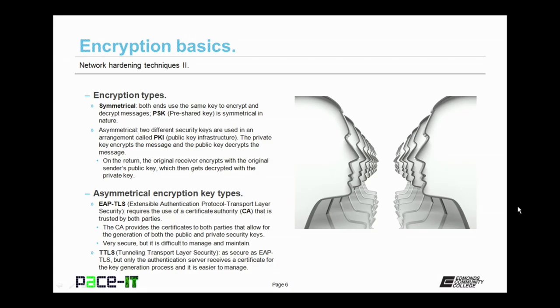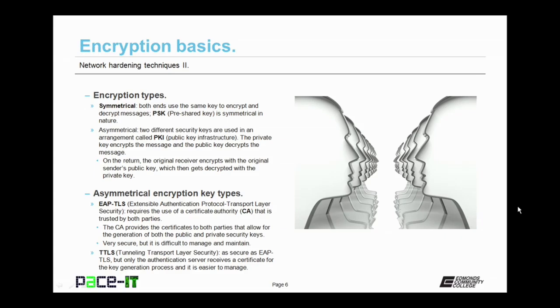There are two basic types of encryption. There's symmetrical encryption, in which both ends of the communication channel use the same key to encrypt and decrypt the message. Pre-shared key, or PSK, is symmetrical in nature.